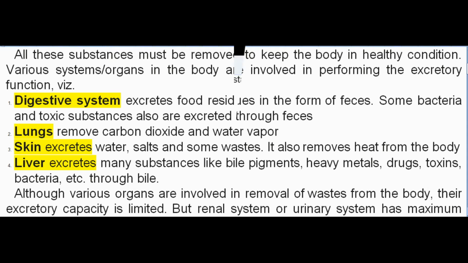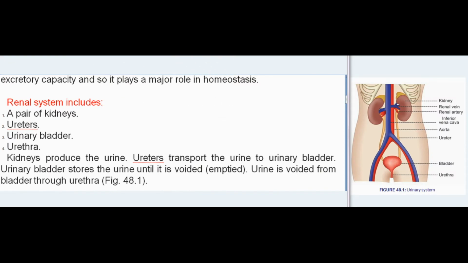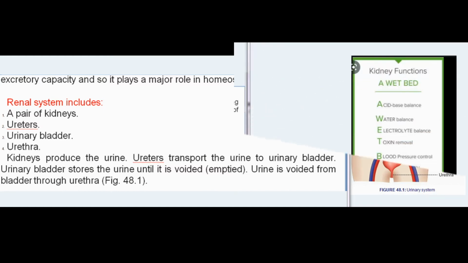Although various organs are involved in removal of wastes from the body, their excretory capacity is limited. But renal system or urinary system has maximum excretory capacity, and so it plays a major role in homeostasis. Renal system includes a pair of kidneys, ureters, urinary bladder, urethra. Kidneys produce the urine. Ureters transport the urine to urinary bladder. Urinary bladder stores the urine until it is voided, emptied. Urine is voided from bladder through urethra, Fig 48.1.